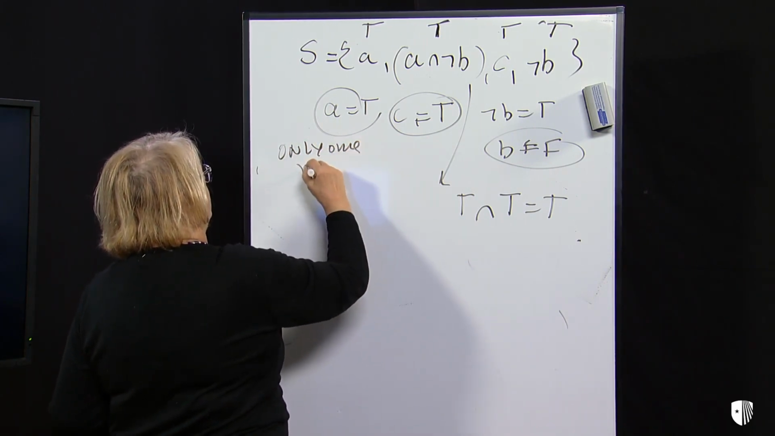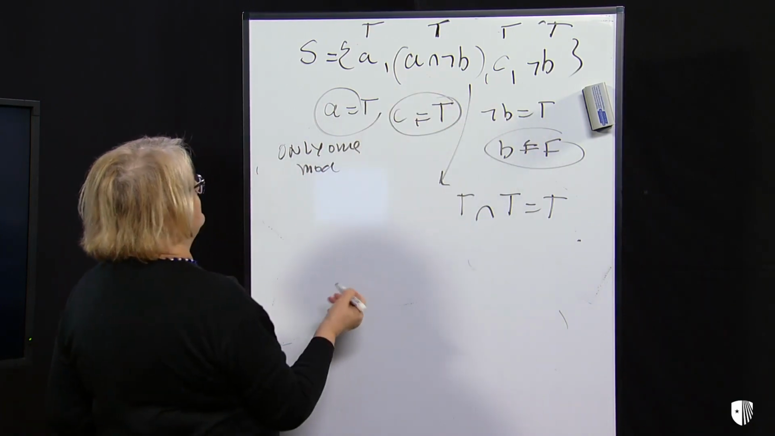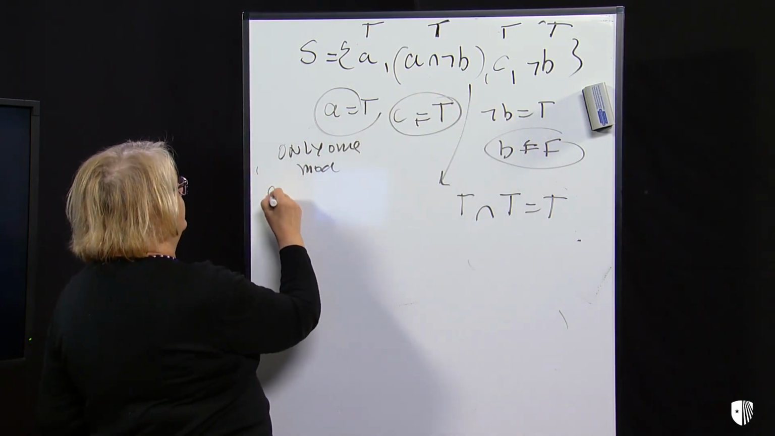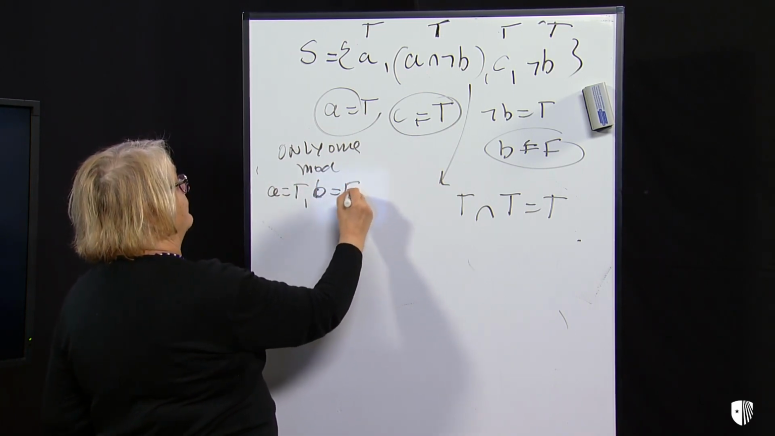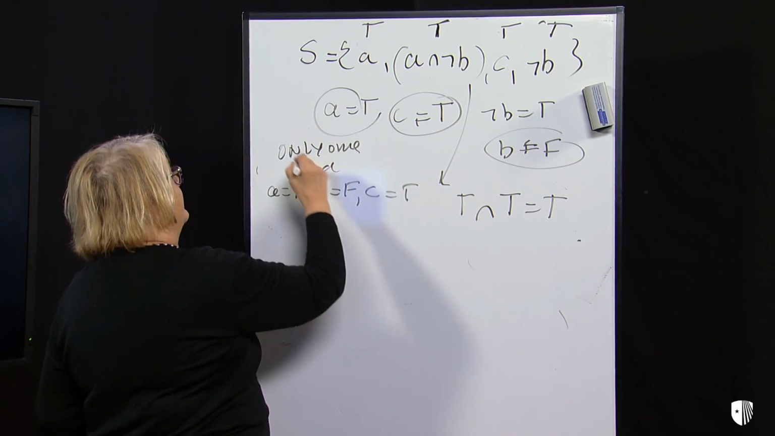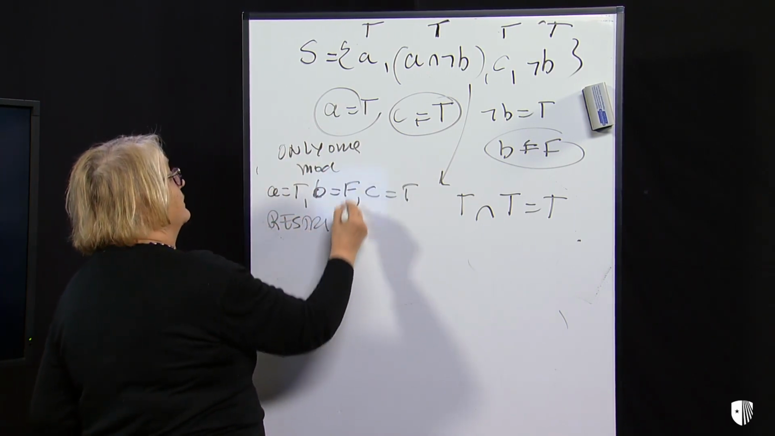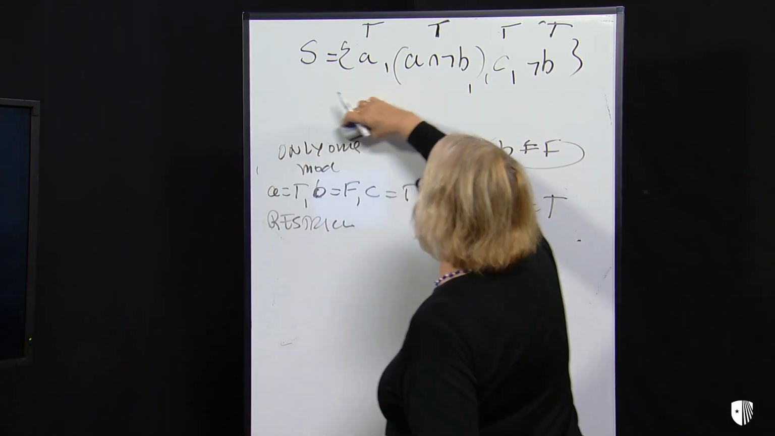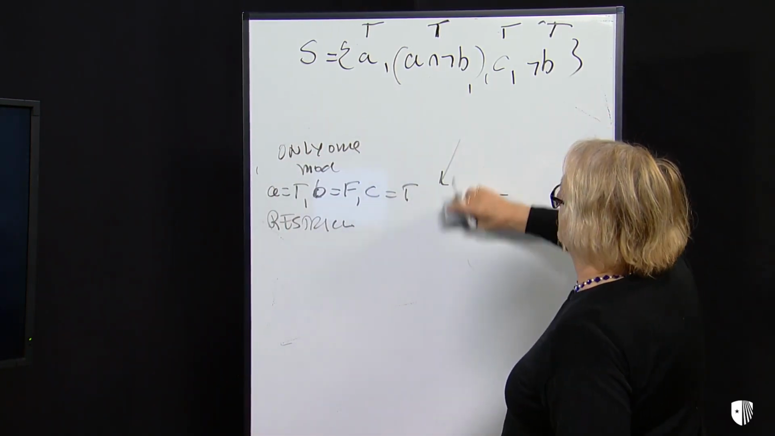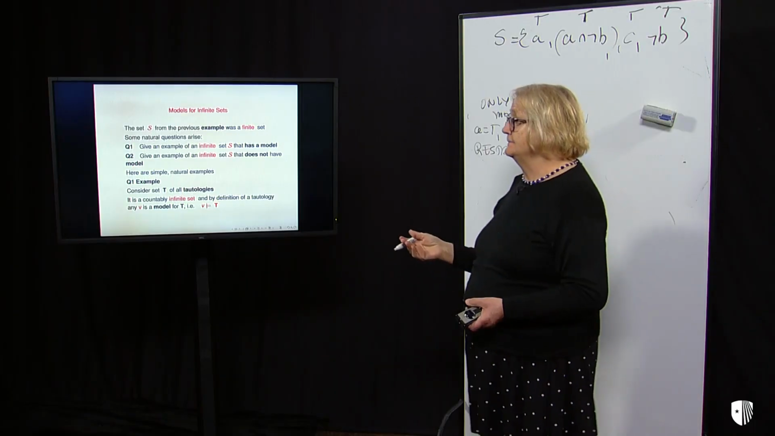Because here's one, here's one, here's one, and it fits this one. So you have only one model: A equal T, B equal F, C equal T, restricted. So you have a finite set. That is the model of the set of formulas, and that's how you use the shorthand notation.